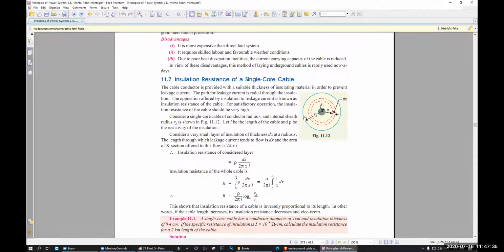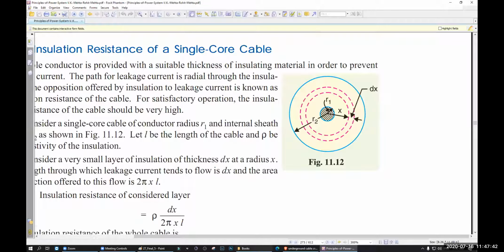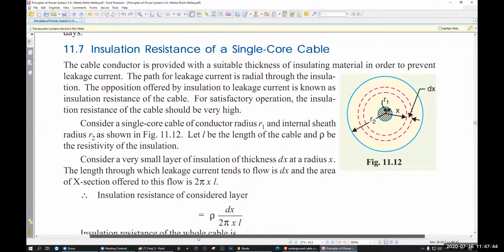Now this one, insulation resistance of a single core cable. We will read this. The insulation resistance of a single core cable. So let's say this is a single core cable.